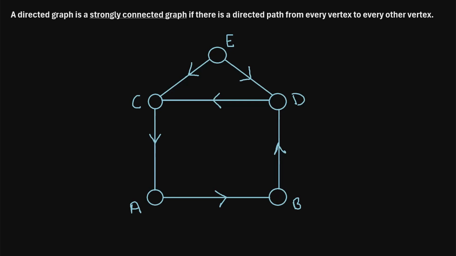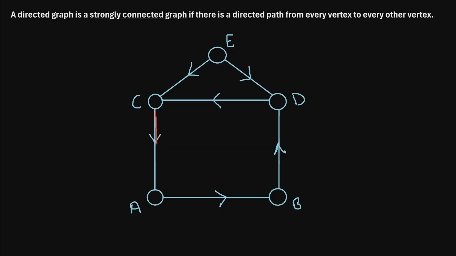In graph theory, we say that a directed graph is a strongly connected graph if there is a directed path from every vertex to every other vertex. So let's consider this directed graph right here. We know this is a directed graph because each of the edges in the graph has an arrow on it indicating which direction it goes in.